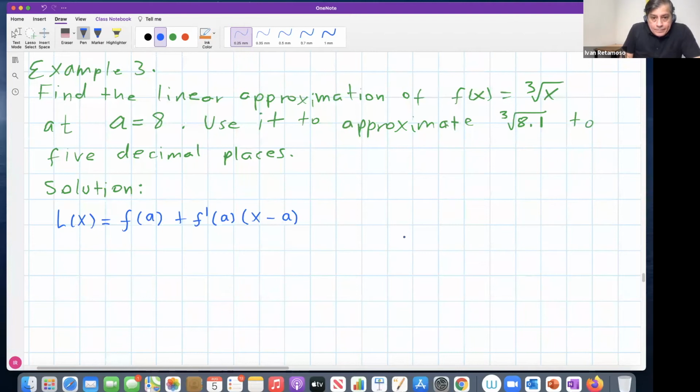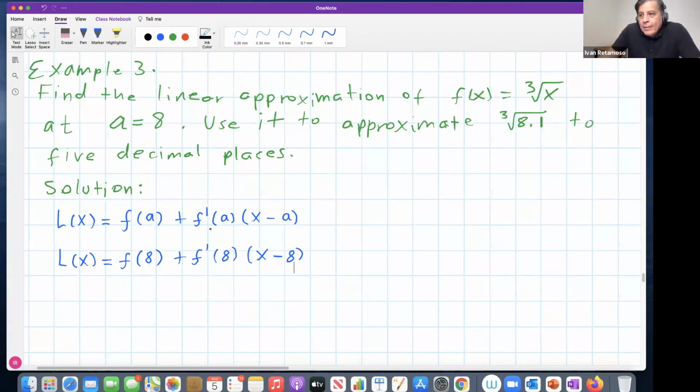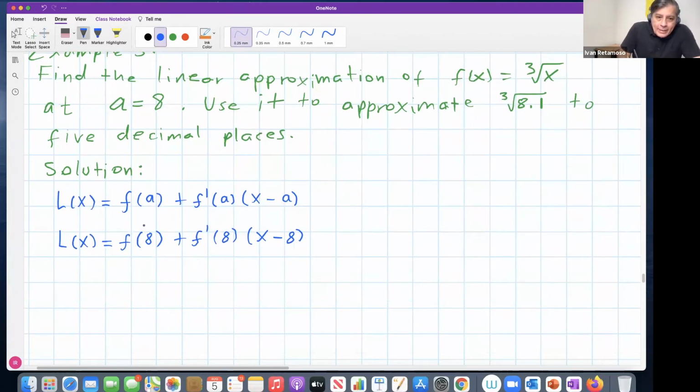Now, the base point is 8, right? So our linearization will be equal to f evaluated at 8 plus the derivative evaluated at 8 multiplied by x minus 8, right? I have substituted a, the base point, with 8. And now we have to compute this guy, we have to compute this guy, right? And we're going to do it on the side here.